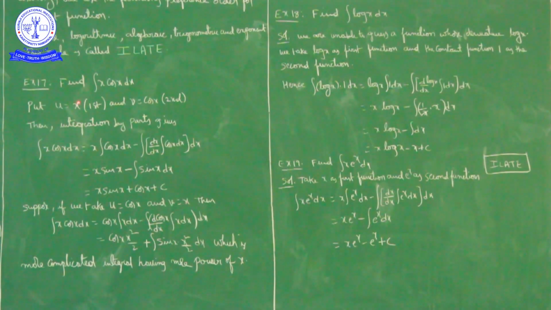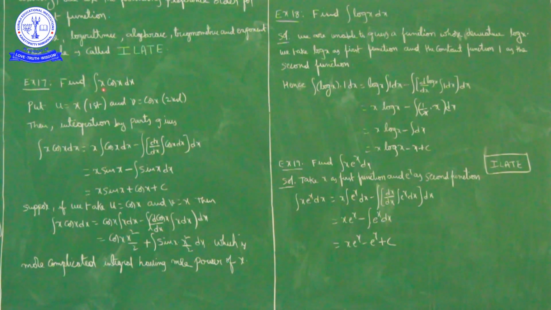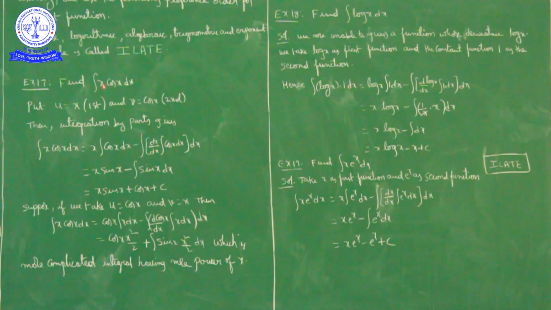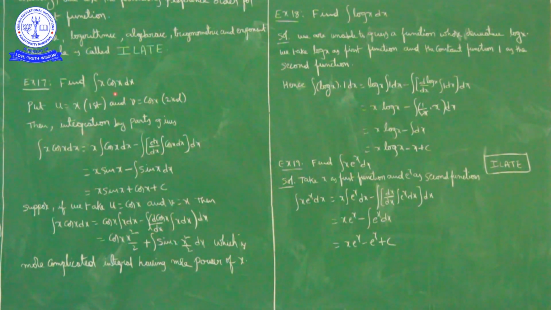First problem, example 17, find integral of x cos x dx. Here we have a product of two functions, one is an algebraic function and one is a trigonometric function. Both are integrable functions. x is an integrable function, cos x is also an integrable function. Whenever we have a product of two directly integrable functions, we usually use the ILATE method to select the first function.